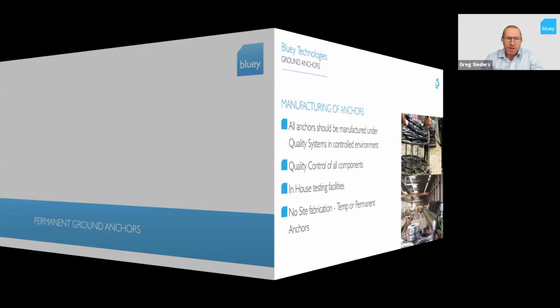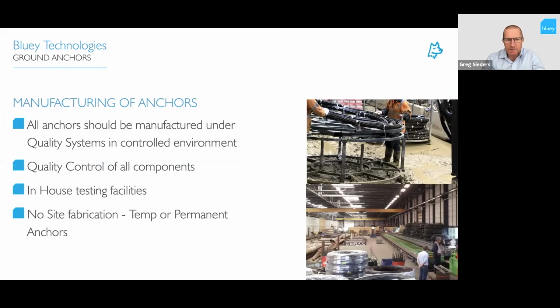Now we'll go into permanent anchors and what the anchors consist of. The manufacturing of the anchors, and this is for all types of anchors, permanent, temporary, and removable, should all be manufactured under quality systems in a controlled environment. All your components should have quality control done, from your sheathing, your grease, your strands, and everything as well. In-house testing facilities, so you can test the anchor blocks, heads and wedges to make sure that they're all compatible to the system. And there shouldn't be any site fabrication for temporary or permanent anchors.